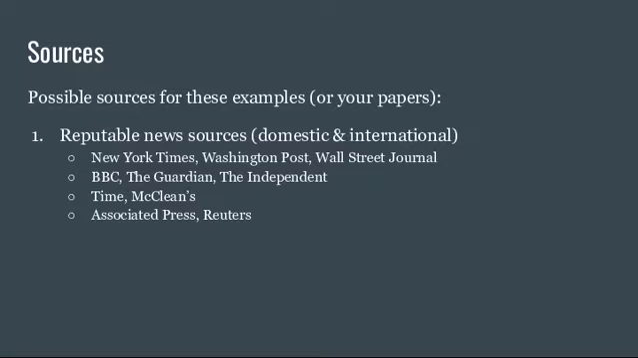Wall Street Journal, again, is more focused on business and financial news. Time, the news magazine, BBC. The Guardian, which is a British newspaper, and The Independent, those are two well-known British newspapers. Maclean's is a Canadian news magazine, sort of like the Time magazine of Canada. I think it's maybe Canada's number one news source or news magazine. Associated Press and Reuters are international news wire services. You can go to their websites for news, just raw news.